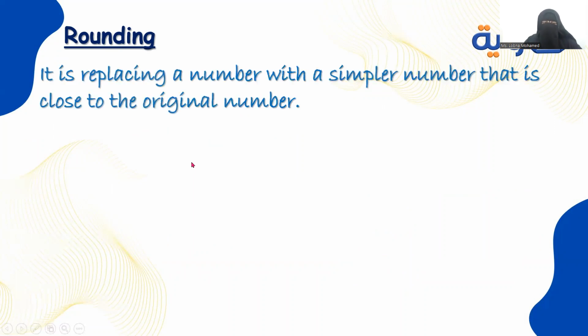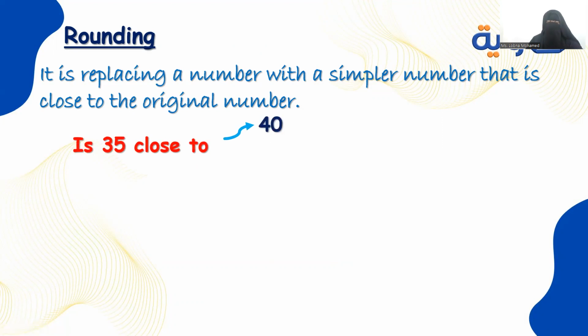Now let's move to the next part. Let's revise together the rounding. What is the meaning of rounding? You already know the rounding, it's replacing a number with another or with a simpler number that's close to the original number, but it's not the real one, okay? But it's close to it.